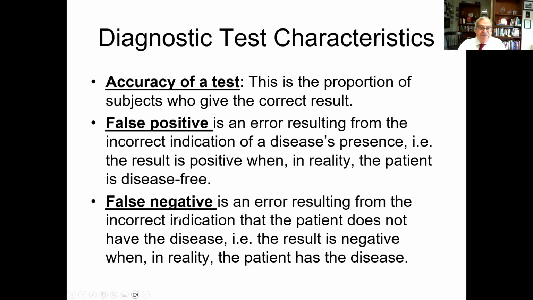The other piece is the false negative. This is the error resulting from the incorrect indication that the patient does not have the disease. In reality, they do. Okay, here it is. We did a test. Whether we want to do infectious disease, STDs are a prime example. We could also have other, particularly the chronic diseases, telling someone that they don't have cancer. In reality, they do. So the effects of the false positives and the false negatives.